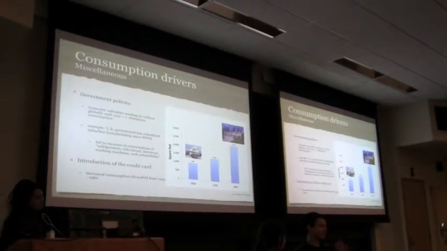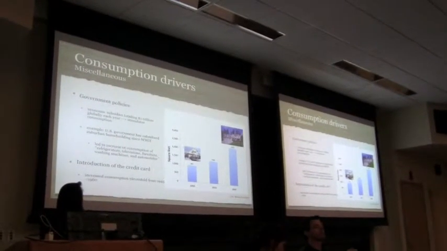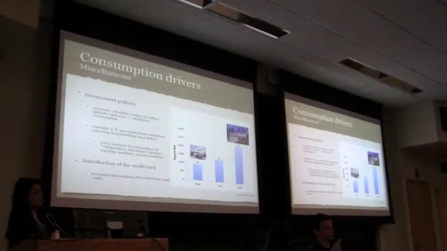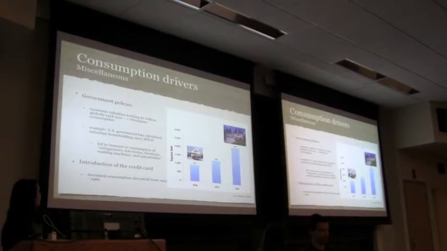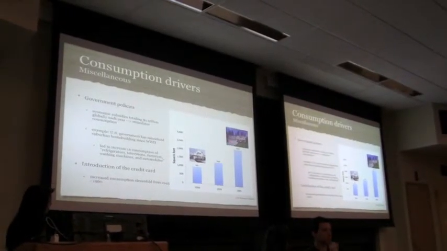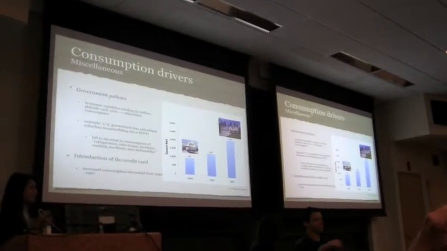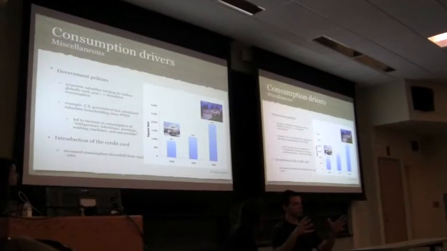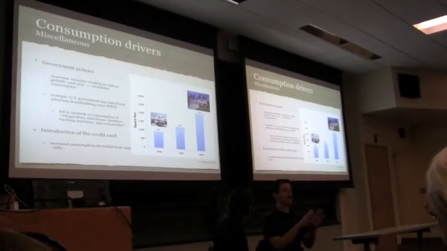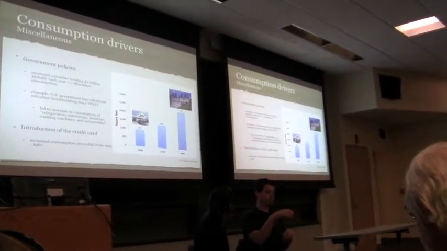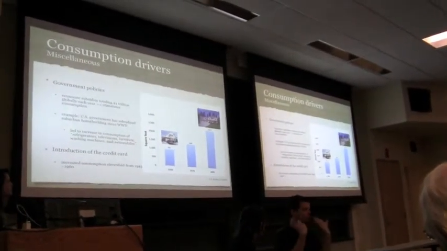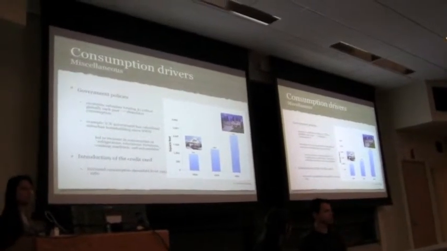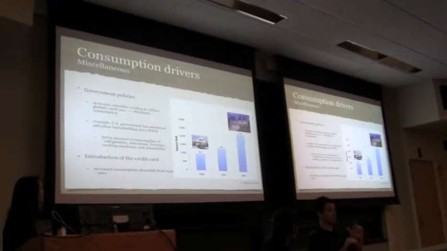Some miscellaneous consumption drivers real quick are government policies. An example is that since World War II, the United States government has been subsidizing suburban home building. This is a graph of how house size has increased over the years. With increasing house sizes, we experienced an increase in energy for cooling or heating, water usage, and electricity usage, and then obviously increased resource extraction to build the house in general.